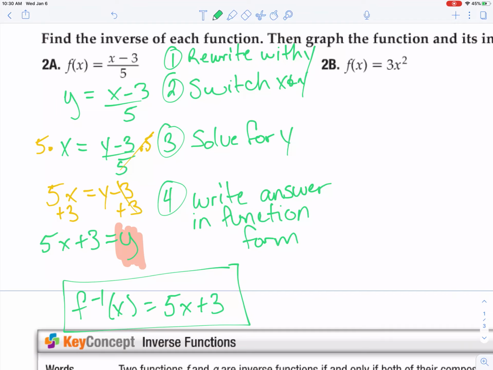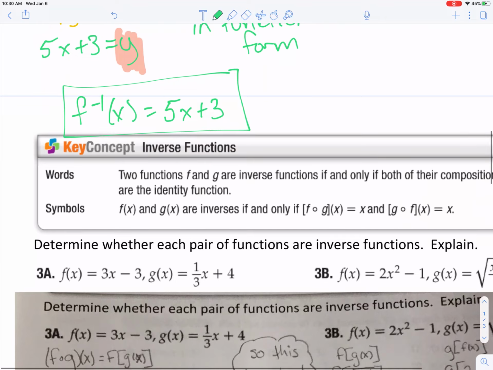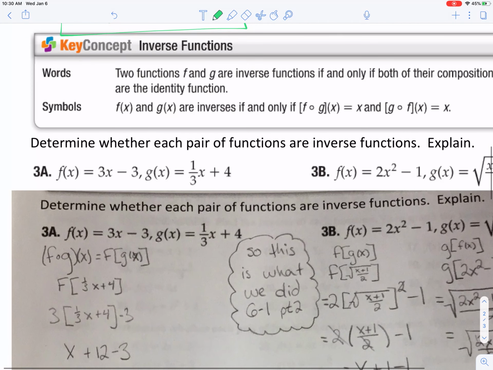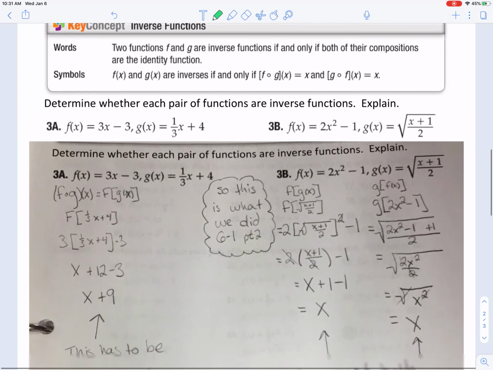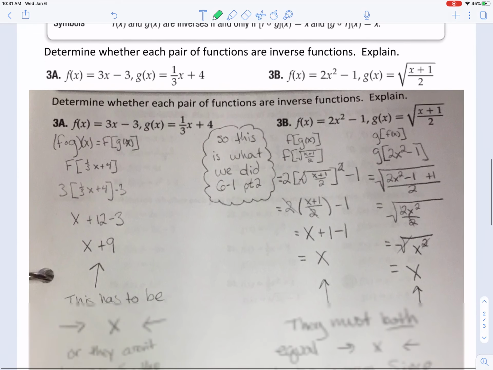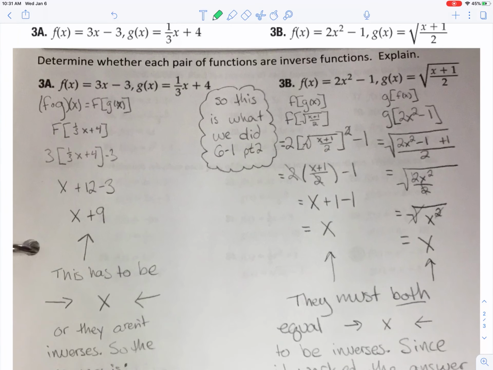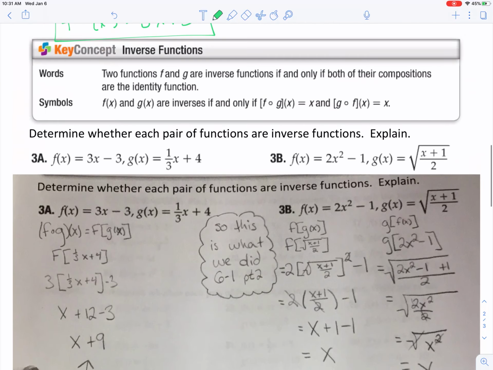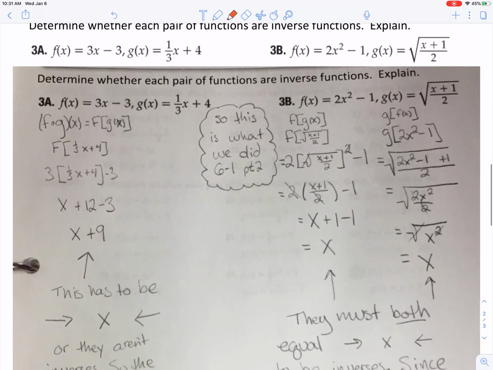All right, I want you to see something else from this chapter, but I'm not going to do all the work for it because it does take quite a bit, and I don't think you're going to see this in your homework, except for maybe one problem. Basically, here's a rule you need to know. If a pair of functions are inverse functions, you can verify that if their compositions equal x. And that's what this rule up here is saying. If f of g of x and g of f of x both just equal x, then they are inverses.